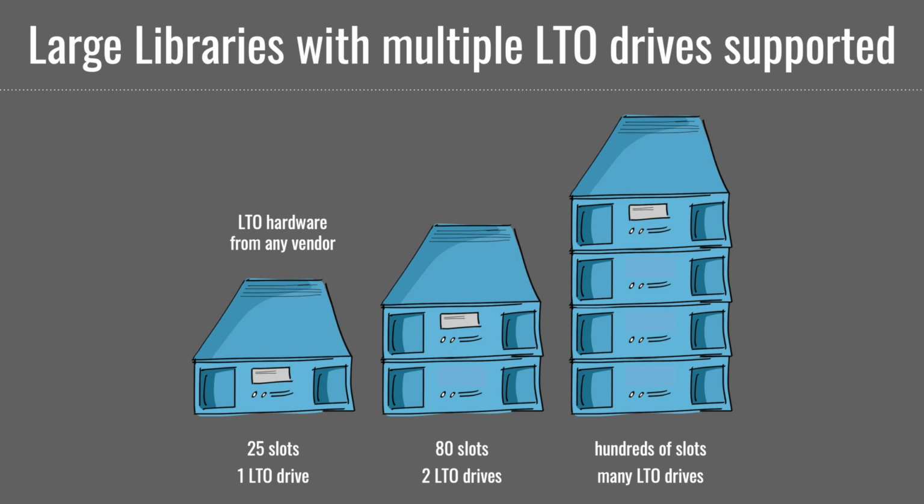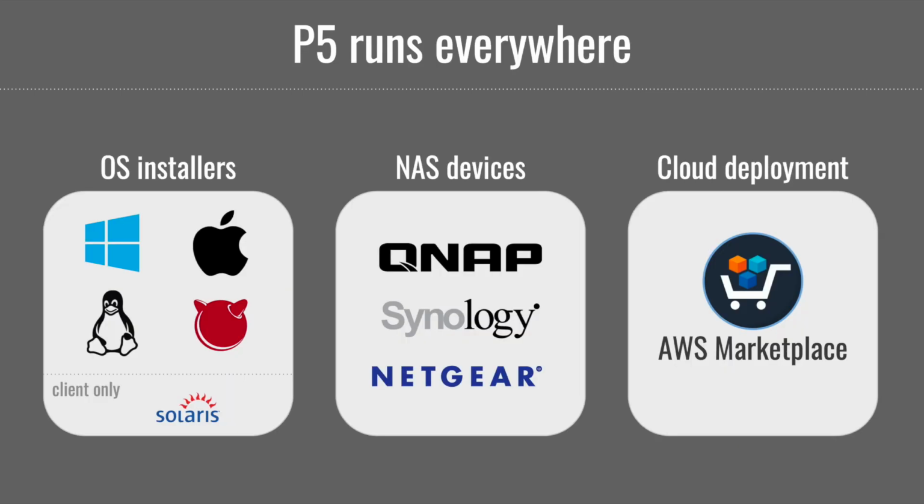Very large tape libraries are possible with P5. Just a quick slide to say 25 slots, 1 LTO drive, that's kind of the smallest library that we commonly see in use. There are some smaller quantum libraries actually. 80 slots, 2 drives is kind of mid-range, and then you can have wardrobe size, hundreds of slots and lots of LTO drives. Providing you have the right licensing with P5, we can support all of that quite simply.